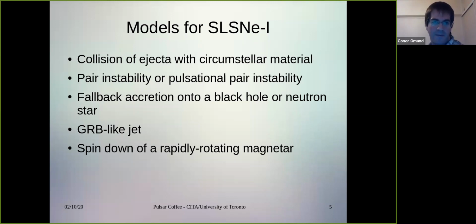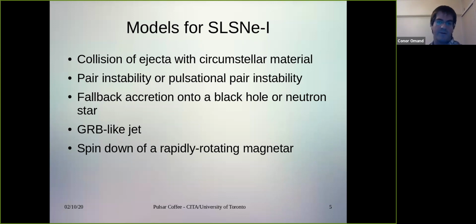Another model is pair instability or pulsational pair instability. So these are extremely massive stars that can produce 40, 50 solar masses of nickel or more. And so they can be extremely bright. They leave no remnant though, so there's very little broadband radiation expected after. And the models don't fit the data quite as well.